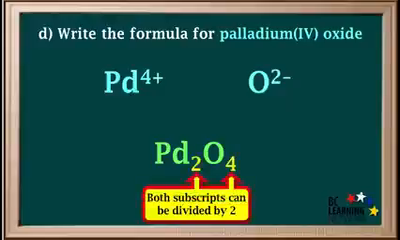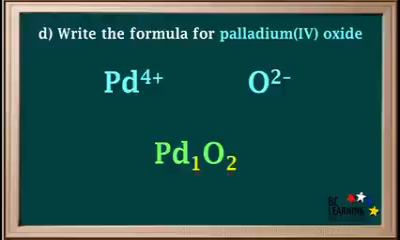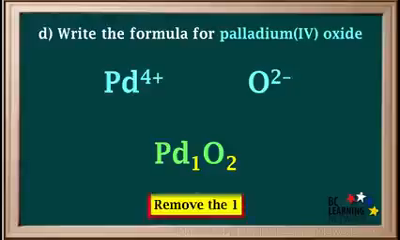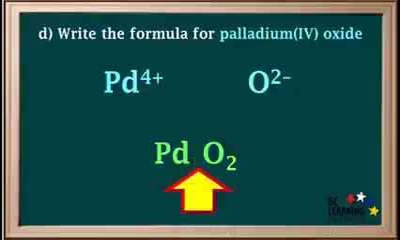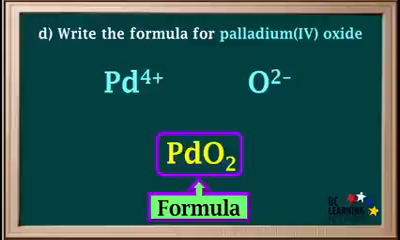But we see that both of the subscripts 2 and 4 are divisible by 2. So we simplify by dividing the 2 and the 4 both by 2, giving us 1 and 2. We remove the subscript 1, leaving us with the formula PdO2, which we'll compact and state as the final formula for palladium 4 oxide.